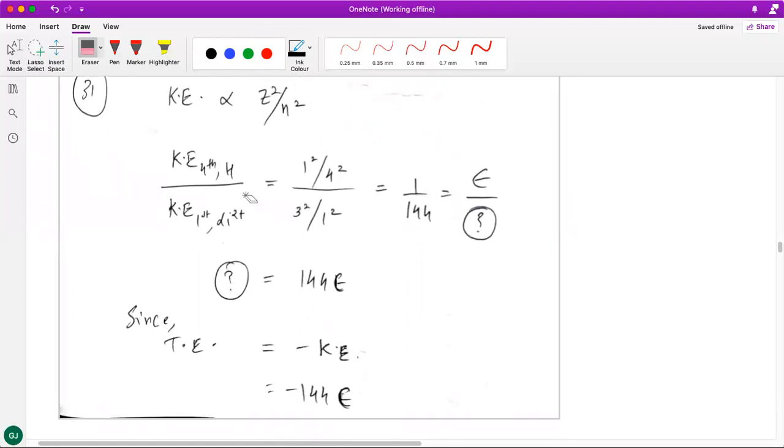There is a small catch here: the kinetic energy was not being asked, actually the total energy was being asked. And since you know the relationship between total energy and kinetic energy, you can easily say that the total energy is minus of kinetic energy.